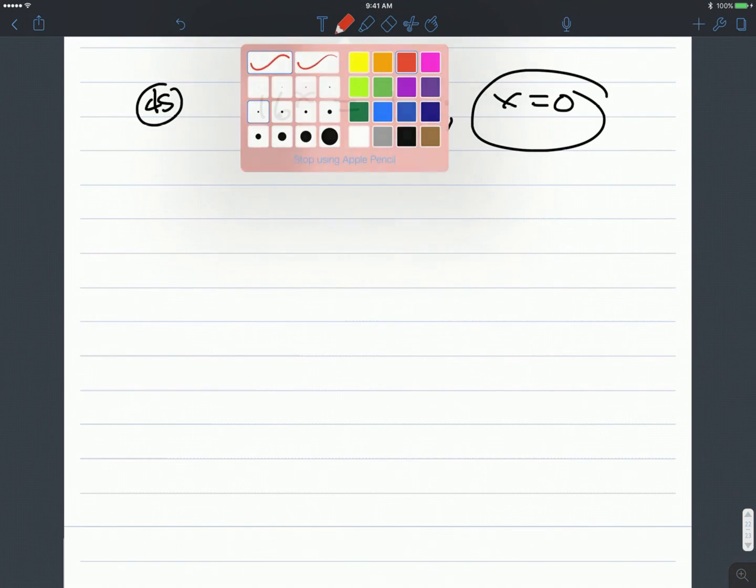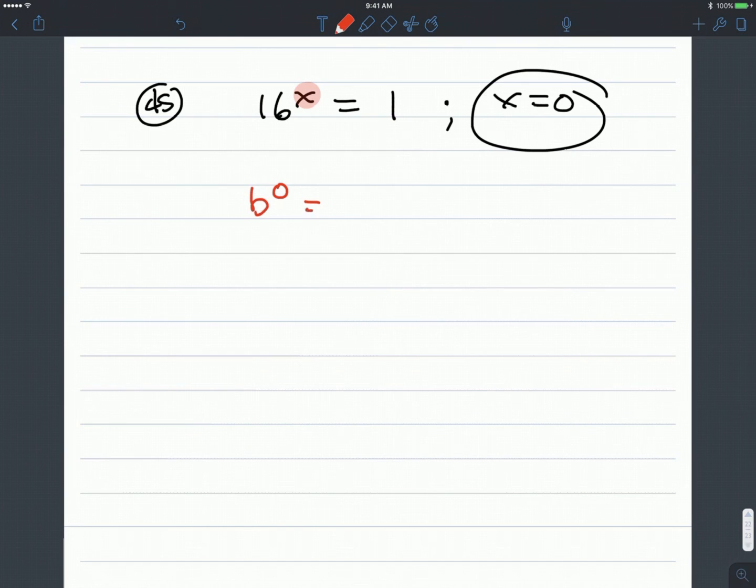Get this tattoo. I've been telling everybody in the world to get this tattoo. B to the 0 is what? 1. Okay, you guys okay with that one?